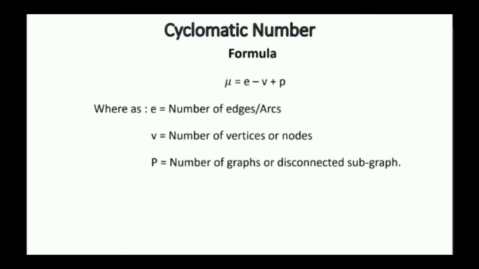See the formula of the cyclomatic number. Cyclomatic number is equal to E minus V plus P, or E minus V plus 1, where, as you know, E indicates the number of edges or arcs or links or lines, and V indicates the number of vertices or nodes or points, and P indicates the number of graphs or disconnected subgraphs.